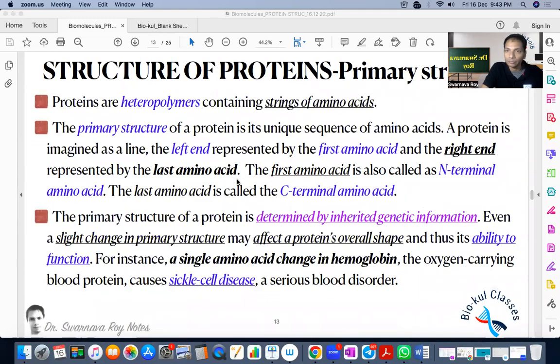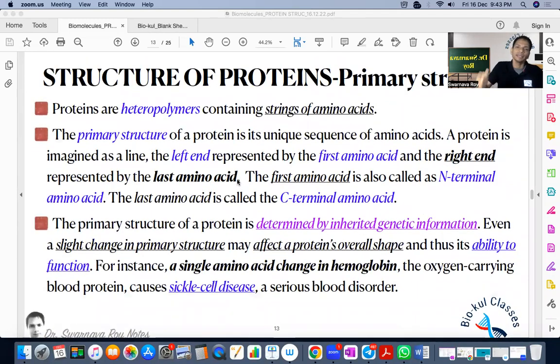Now, one thing we have to understand is the structure of protein, and proteins have 4 different kinds of structure. Okay, so when you look at a protein, it has 4 different kinds of structures. We have a primary structure, a secondary structure, a tertiary structure, and a quaternary structure. So we need to understand these 4 different structures of protein.